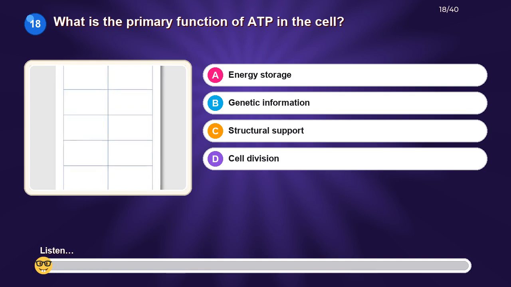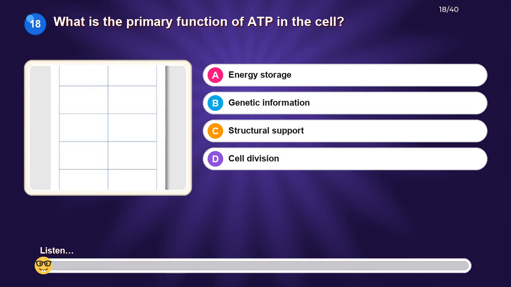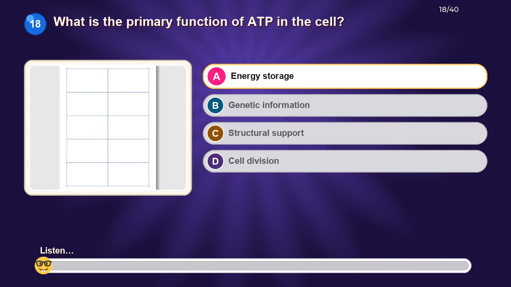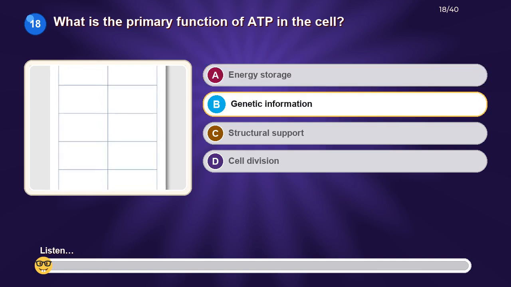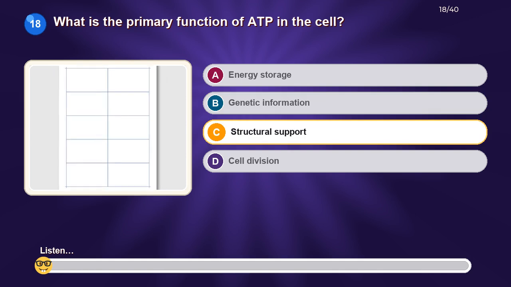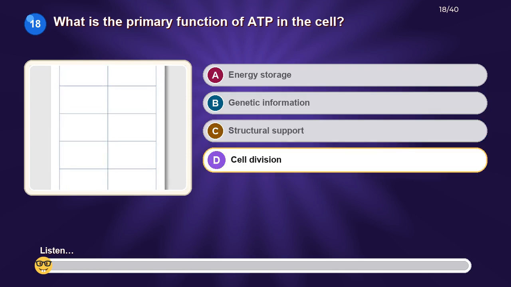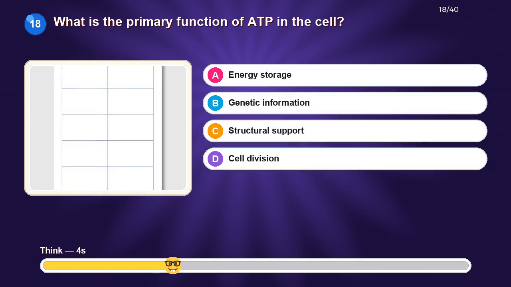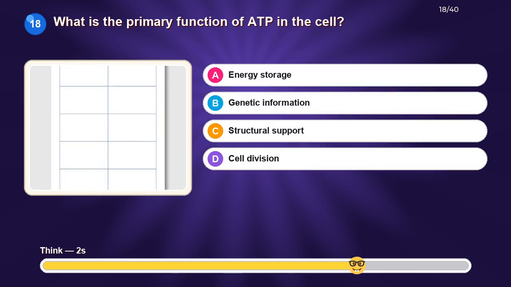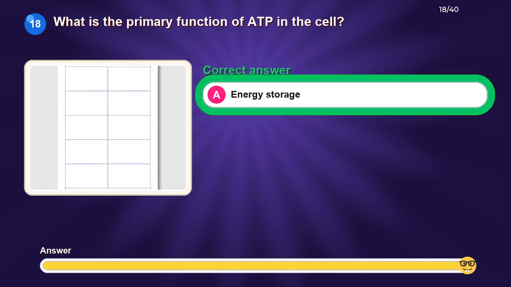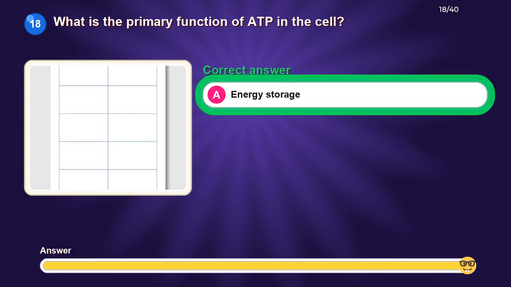What is the primary function of ATP in the cell? Option A, energy storage. Option B, genetic information. Option C, structural support. Option D, cell division. The correct answer is energy storage.